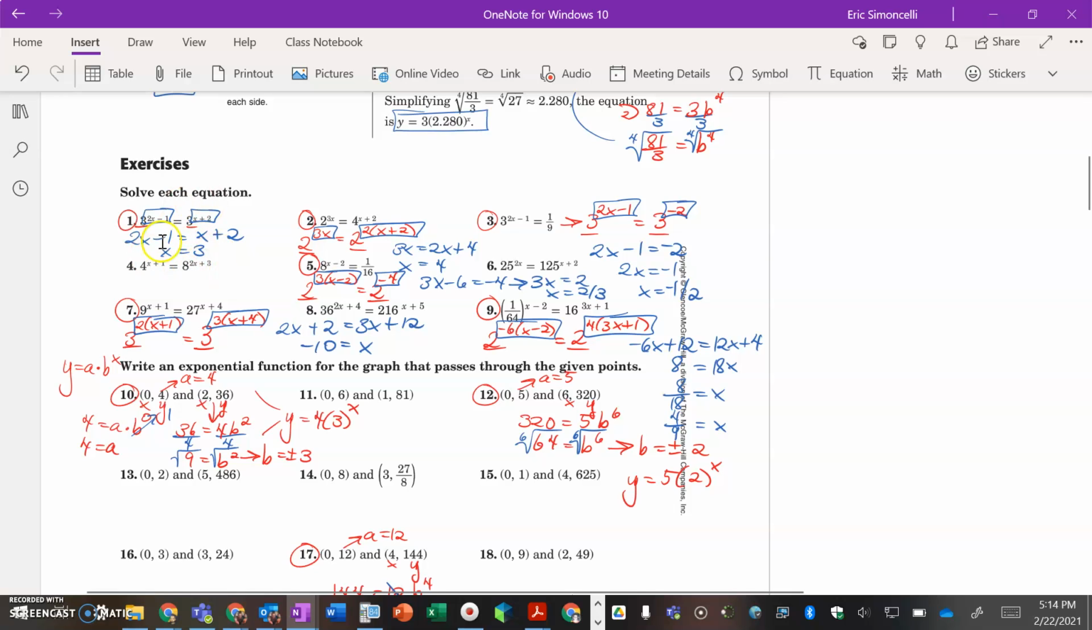Algebraically, subtract x, add 1, so x equals 3. And certainly you can check your answer. The next question, number 2. 2 to the 3x equals 4 to the x plus 2.